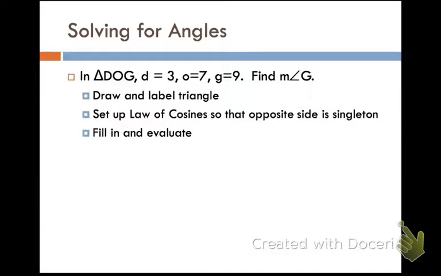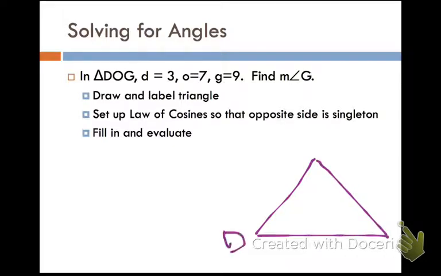So let's take a look at an example. Again, pause it if you need to write it down, and then I'm going to work through it. Again, you can relabel the letters if you don't like D, O, and G. Just make sure you are still solving for the one that relates back to G.